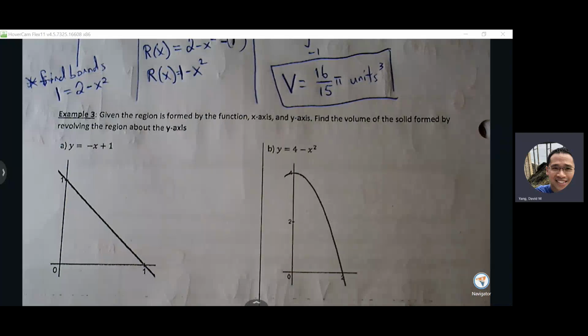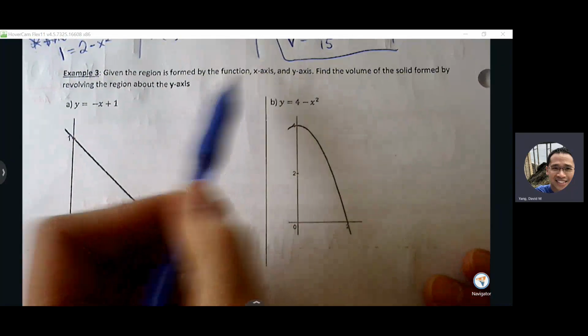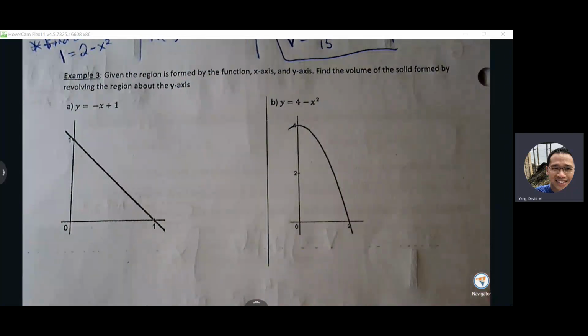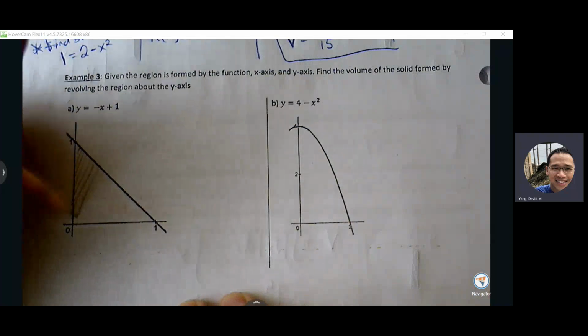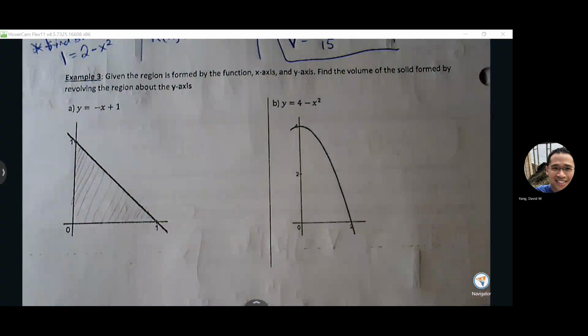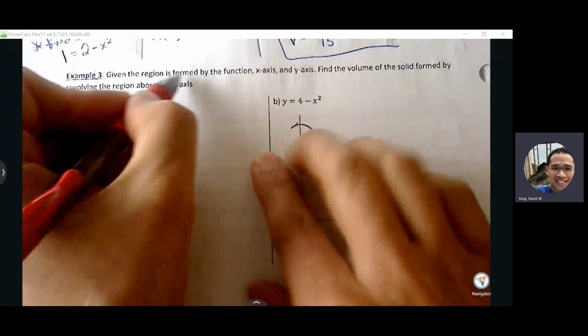Okay, so let's look at examples 3A and B. All right, so we have the region that's formed by the function y equals negative x plus 1, the x-axis and the y-axis. So go ahead and shade that region. We're going to be rotating this region here. Find the volume of the solid formed by revolving the region about the y-axis.